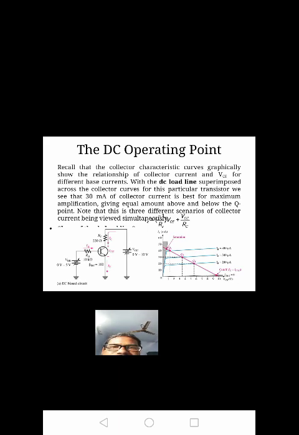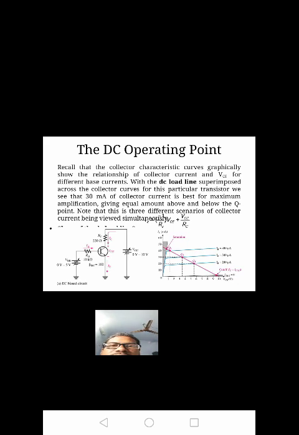Why? Because here we are seeing three points, Q1, Q2, Q3, which are different points. For the DC load line we have to draw it cutting the characteristics of the IB points. Here we have three points located. At that, 30 milliamperes is suitable for our amplification. Why? Because it gives an equal amount above and below the Q point.